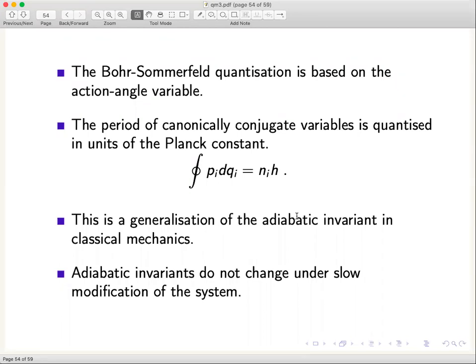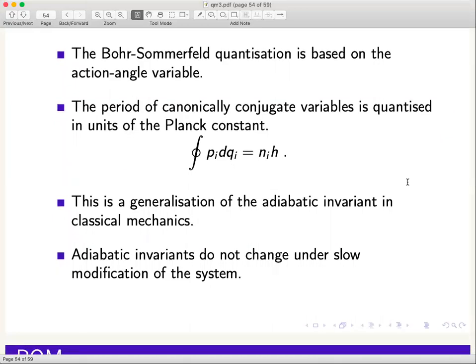Okay, so they said that if you look at the integral of p_i dq_i, then that should be an integer times h. This is in some sense a generalization of what are called the adiabatic invariants of classical mechanics. Adiabatic invariants are quantities which do not change if you make small modifications of the system. These are piecewise constant, and if you do a large modification, then they can suddenly jump. These kinds of invariants are the ones which would be physically relevant as Bohr's postulate.